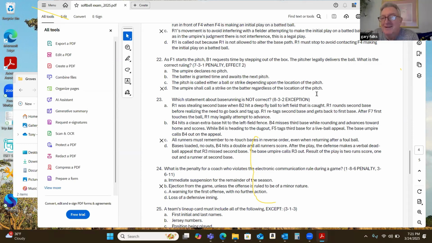If the pitch hits the batter, good question. If the batter's out of the batting box, yeah, and it hits them, according to the rule, you said it's always a strike. What about, well, technically, if they're out of the batting box, wouldn't that be a dead ball? Oh, that's right. That's true.